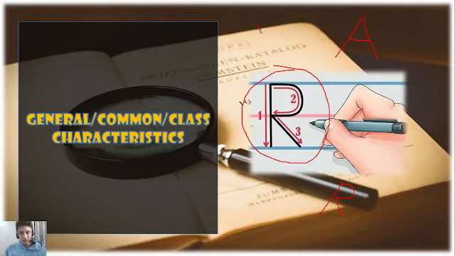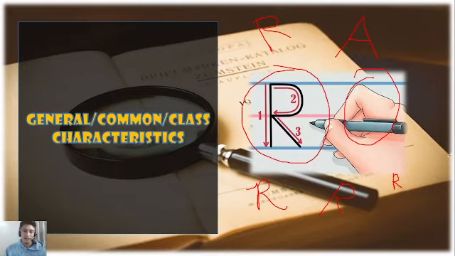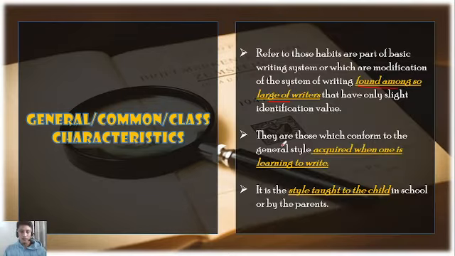Yung iba naman, pabaliktad. Or yung iba, merong mga art, mga design. And then, meron din yung iba, masyadong maliit. Nililiitan nila, hindi fina-follow yung linya ng notebook or ng paper. And then meron din yung iba masyadong malaki. So anyway, when we are referring to the general or class characteristics, we are referring to the handwriting characteristics that are observable, or napapansin natin, or it is standard or it is widely accepted.